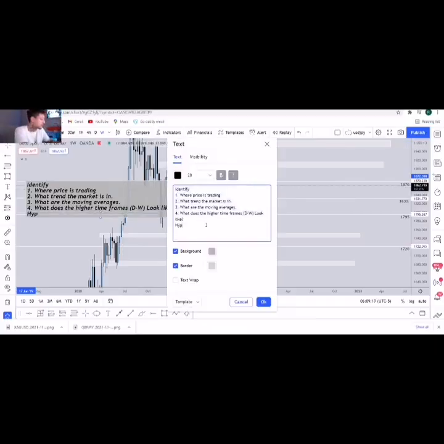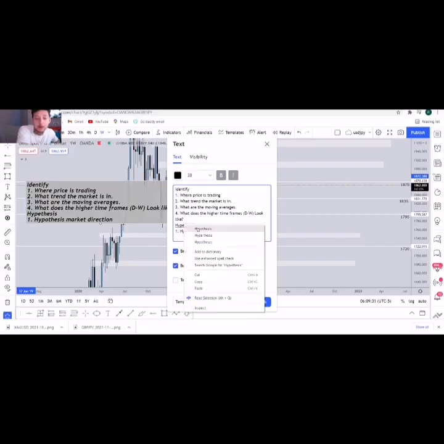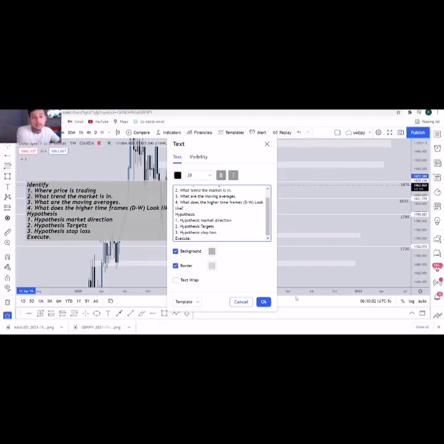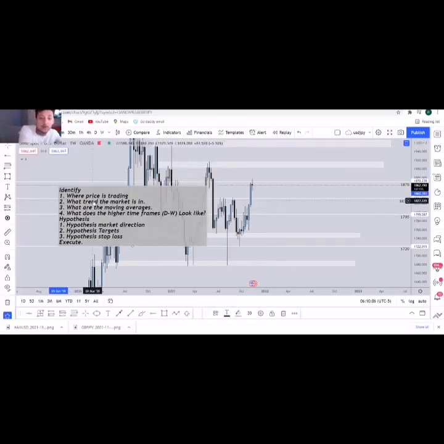Then we're going to hypothesize. And what I mean by hypothesize is, it's as simple as that. We're going to hypothesize market direction, hypothesize our targets, hypothesize stop loss. We're going to hypothesize market direction. We're going to hypothesize targets. We're going to hypothesize stop loss. And then all we're simply going to do is execute after that. It's as simple as that. So this is a formula that we have to follow every single day.